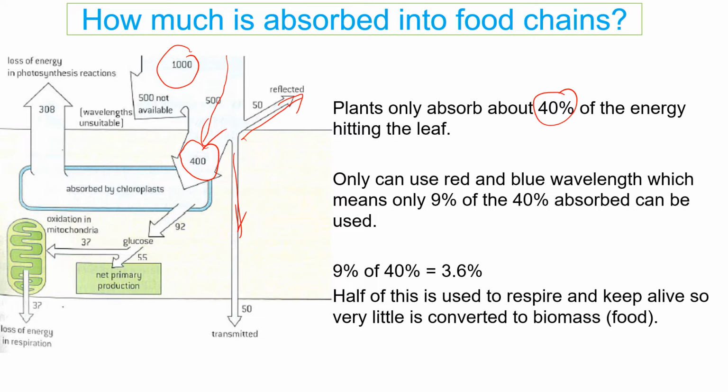Then only some of it can be absorbed because plants can only absorb really red and blue wavelengths. Chlorophyll, the green pigment, is green because it reflects green light out. And only 9% of the 40%, which means only 3.6% of the original 1000 joules up here, is actually able to be used by the plant, and half of this is used to respire to keep them alive.